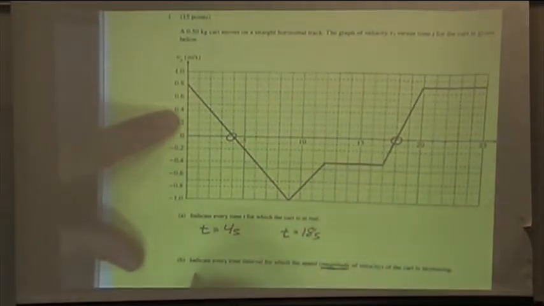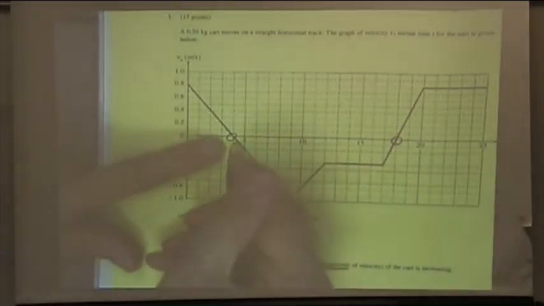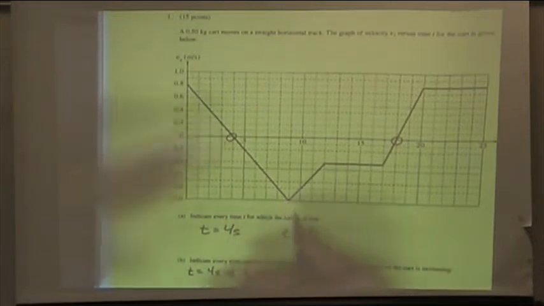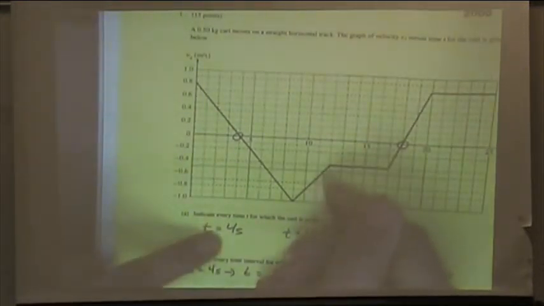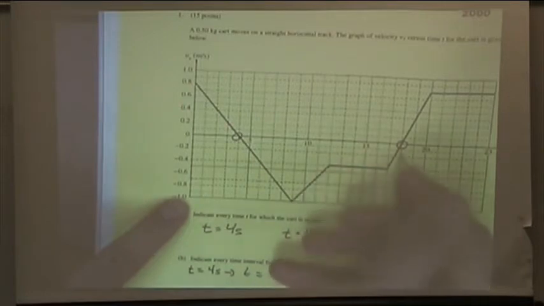So from t equals 4 seconds to t equals 9 seconds, we're gaining speed in the negative direction. Don't be fooled by this little section right here. In this little section, the object is actually slowing down. From here all the way to here, the numbers of the velocity are getting smaller.